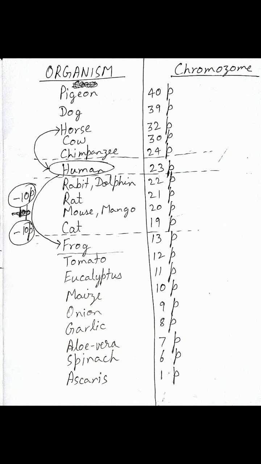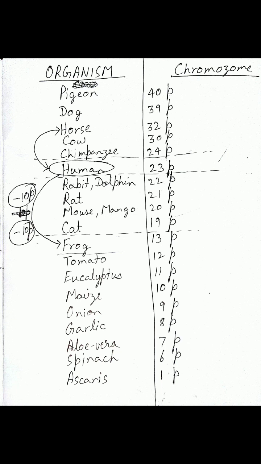Now move one down, we have aloe vera. We are talking about plants now. Garlic has 8 pair of chromosomes, and aloe vera has 7 pair of chromosomes. Aloe vera is a very common plant these days. It is a very decorative plant. Each and every house these days has many aloe vera pots kept as decorative plants, right? So aloe vera has 7 pair of chromosomes.